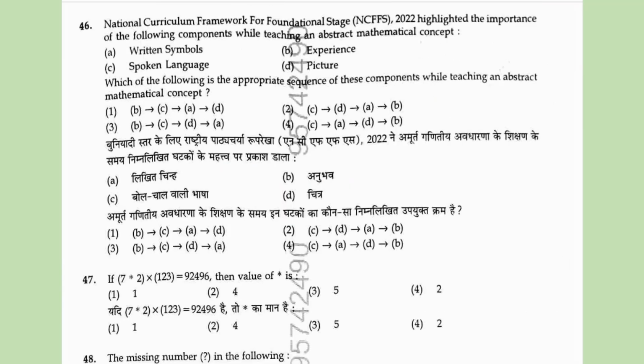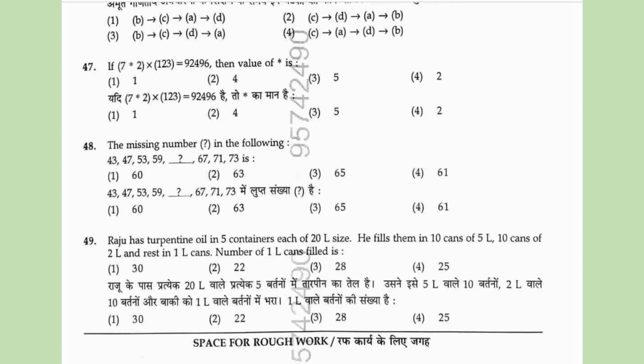National Curriculum Framework for Foundational Stage, that is NCFFS, highlighted the importance of the following components while teaching. Okay, so this is based on the ELPS theory. ELPS, if you remember the ELPS theory, you start with experience, then you go on to language, then you go on to pictures, and then symbols. So it will be B, C, D, A.